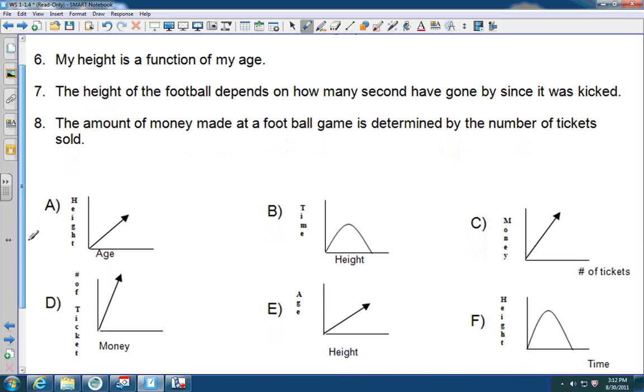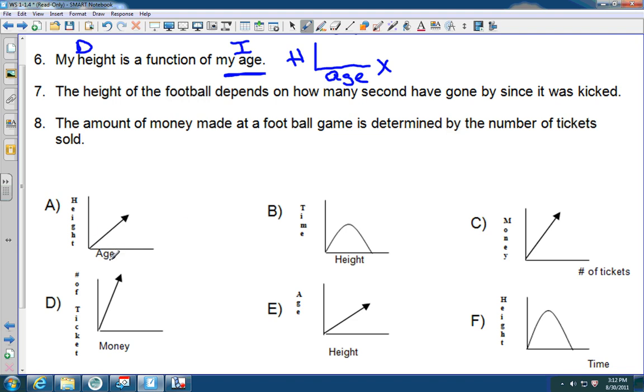First off, my height is a function of my age. Well, what happens first? What happens first is your age. Remember, age is kind of like time. That's going to be your independent variable. Your height is going to be your dependent. So if I look at this, kind of draw my graph, I need to find one that has age on the x-axis and height on the y.